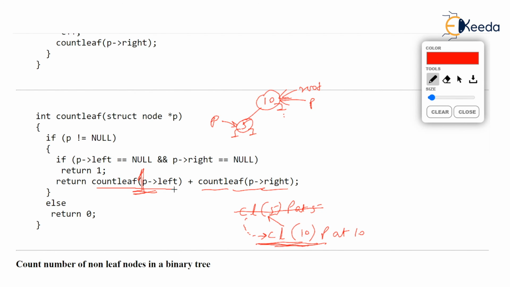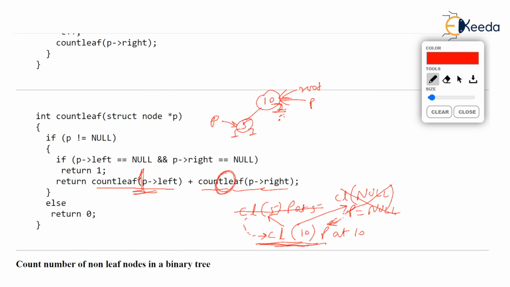But p arrow right is null. So count leaf 10 is going to call count leaf null. I hope you are getting it. Count leaf null. That means p is null now. And if p is null, then this if is false. And we will jump to else and simply return 0. We say there is nothing to the right, nothing on that branch. So you better return 0. 0 will be returned back at the calling function. Calling function is 10. So 0 will be returned here. Count leaf right was called from here.